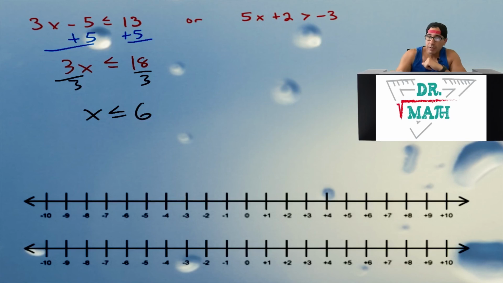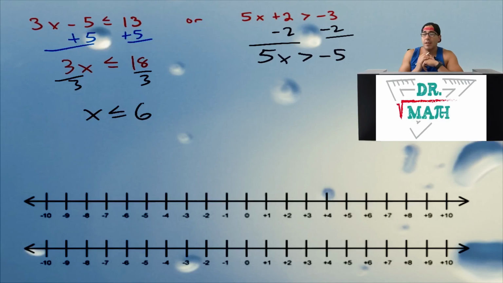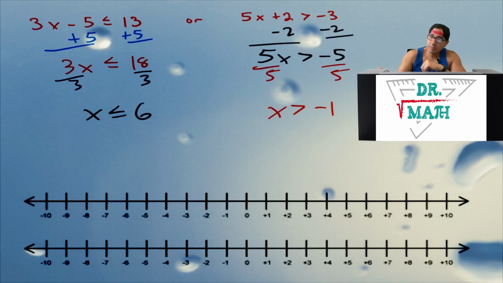The other one, let's go ahead and solve it. -2 minus 2. So you get 5x is greater than -5. Let's go ahead and divide by 5. Divide by 5. So x is greater than -1. Some people get confused because you see a negative there. It's only when you divide by a negative, that's when you change that sign. So here we're good. Let me go ahead and put my or statement.